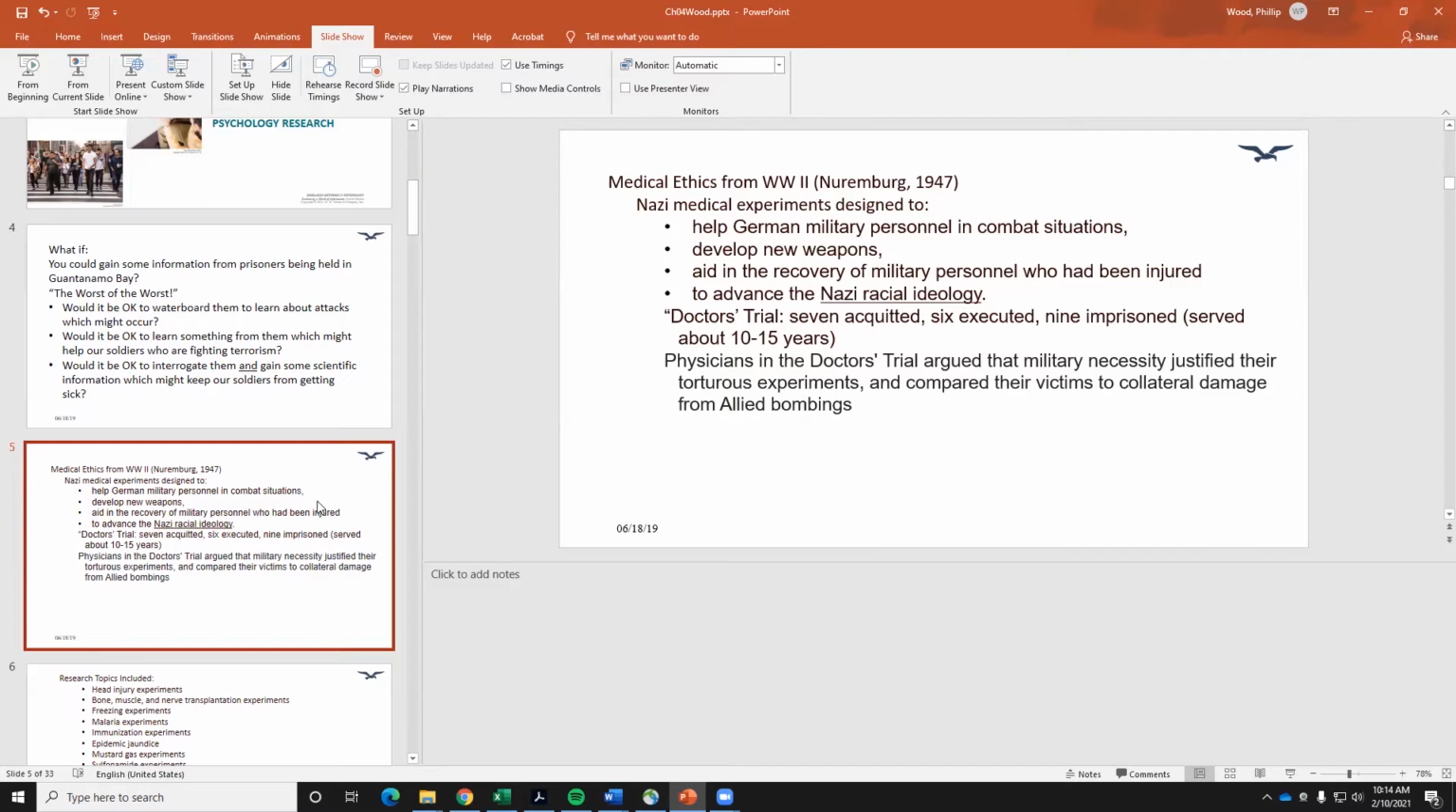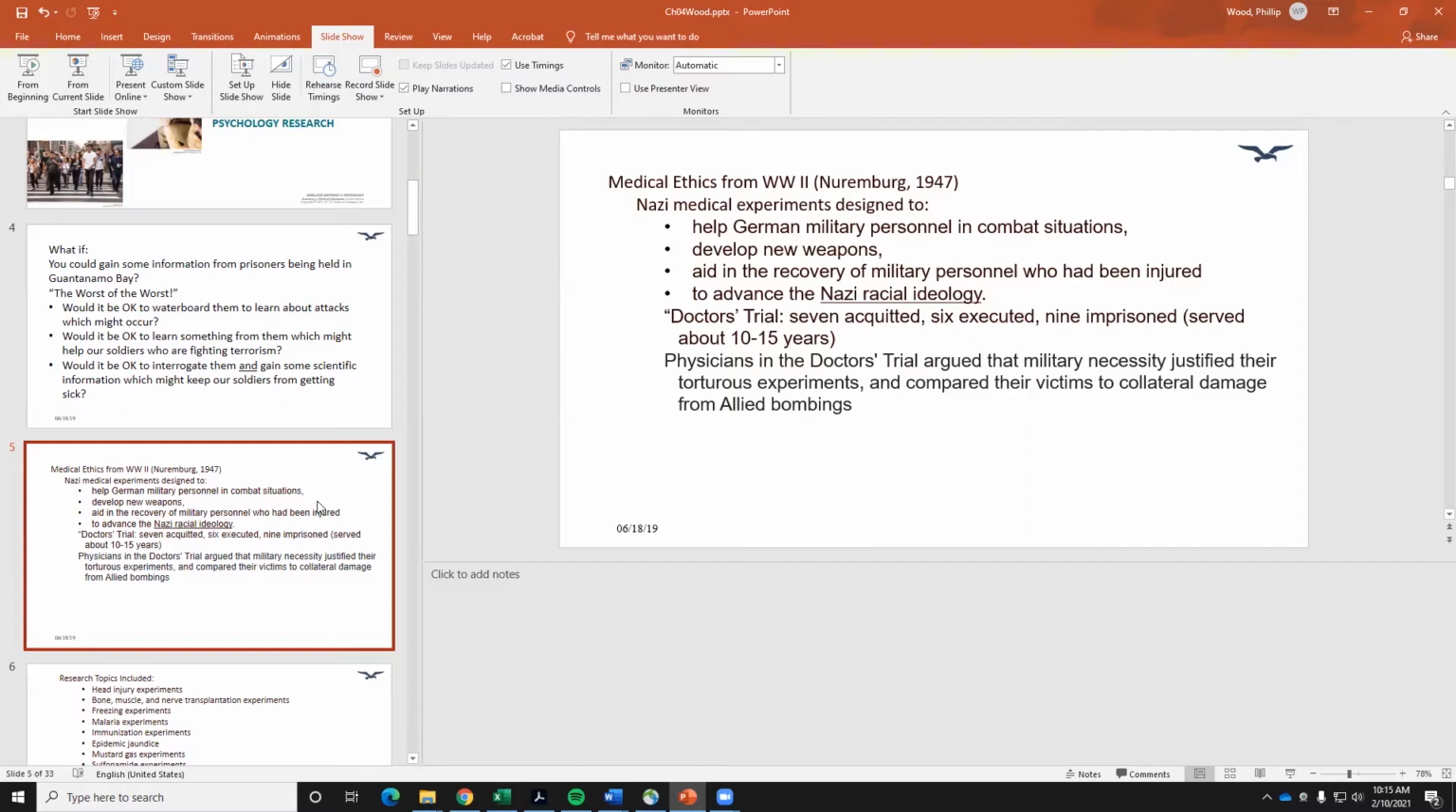So at the time, people were dying of frostbite in Russia in the war, and they wanted to know at what point you would die. There were also experiments designed to test Nazi racial ideology. Were Germans more genetically superior and able to withstand diseases better than others?